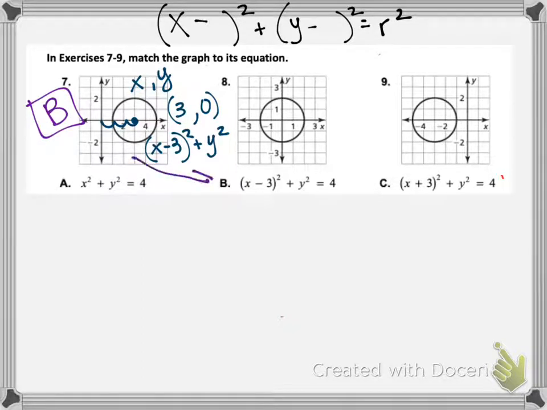I have seen students point before. That's really confusing. The second, or number 8 I guess, the center is here. It is at the origin 0, 0. So when you plug in to the formula, when you do x minus 0, that ends up looking like x. When you do y minus 0, that ends up looking like y. So that would be A.